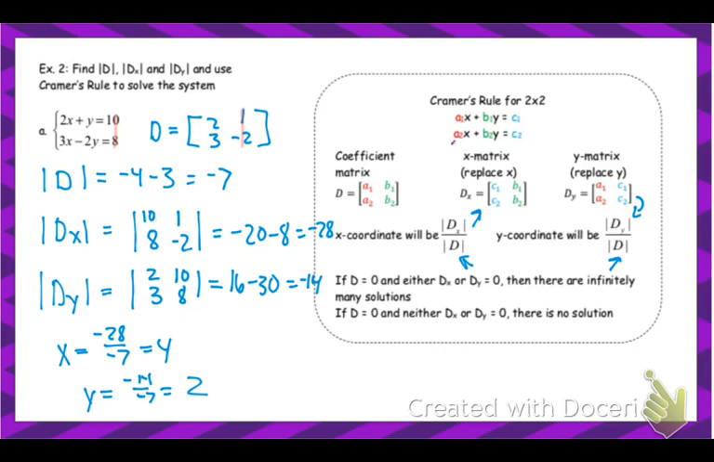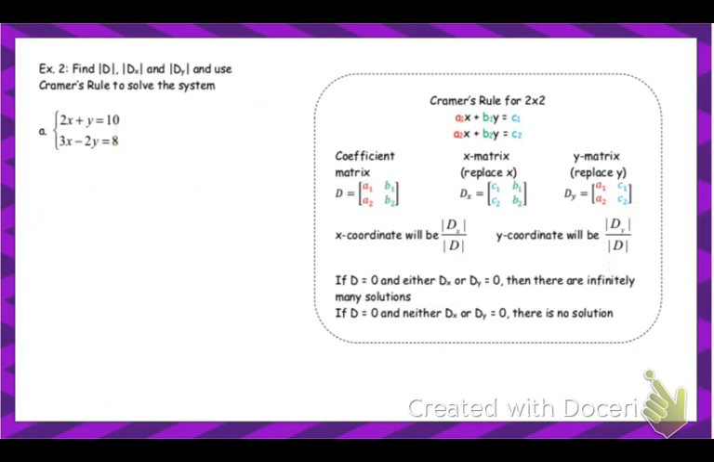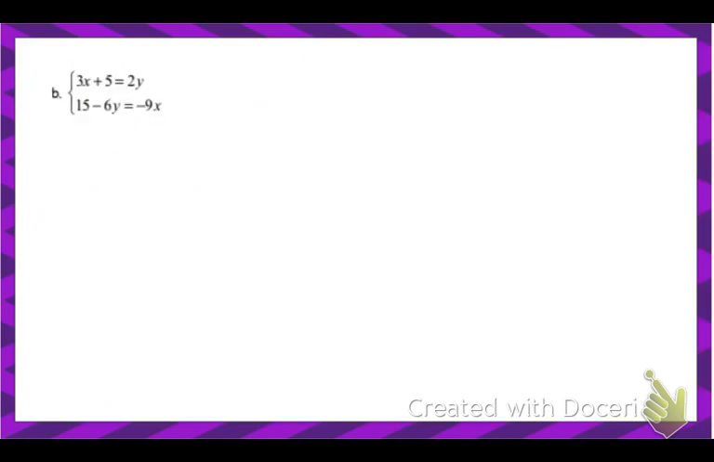All right, so let's look at another example. So again, we need to rewrite this equation in standard form. So I'm going to start by rewriting it. 3x minus 2y equals negative 5. And then 9x minus 6y equals negative 15. And you may notice something about these equations before we get to Cramer's rule, but I want to at least still work it out so we can talk about it.